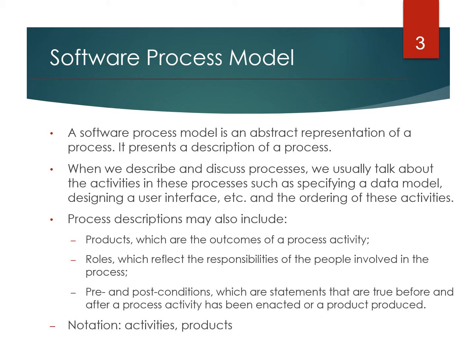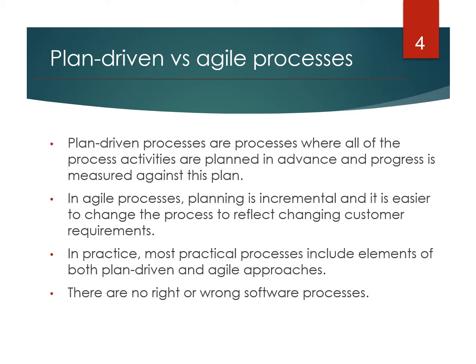So process description not only includes the steps, but also the product. At the end of one process, what are the outcomes or products that will be produced? Is it documentation? Is it working software? Is it test cases that you produce? And inside the process itself, we also need to identify the roles, the person in charge, and any pre and post conditions: anything that needs to be done first and what needs to be followed after that needs to be specified.